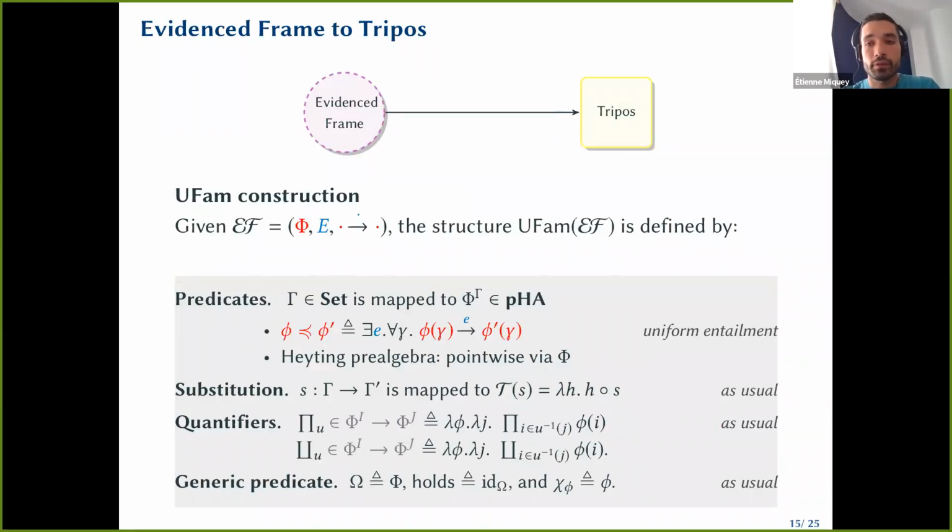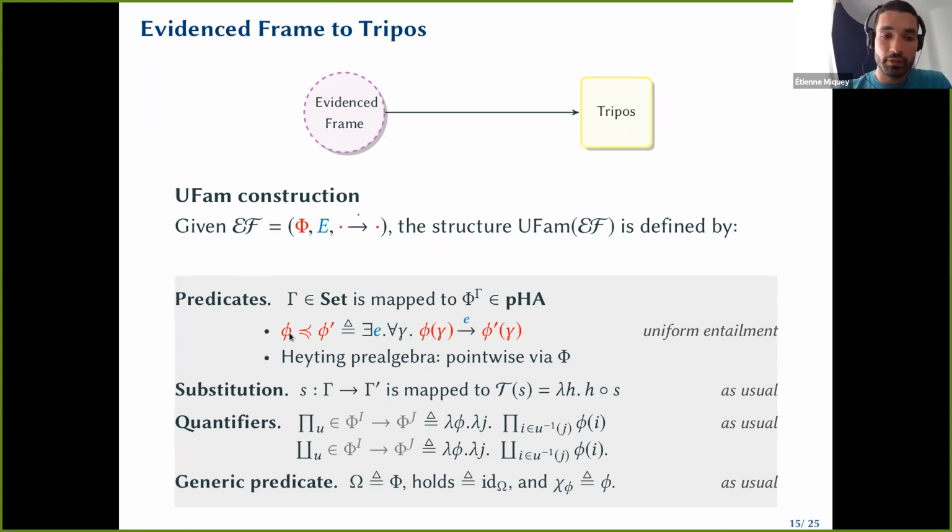The other side of that goal is to show that we know how to go from evidence frame to triposes. And again, it's pretty easy in the sense that given an evidence frame, we have a construction which we call uniform families that allows us to define a tripos. And it's very similar to what we had before with implicative algebras or with Heyting algebras, in the sense that we first define an ordering relation on predicates.